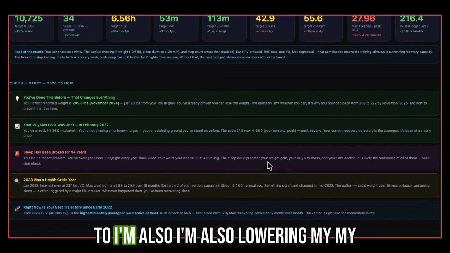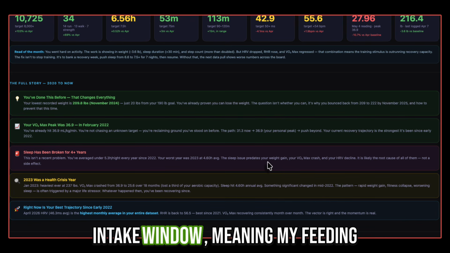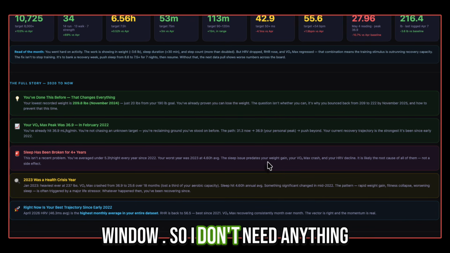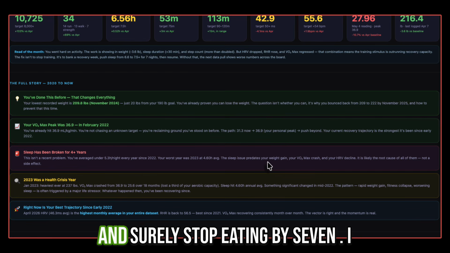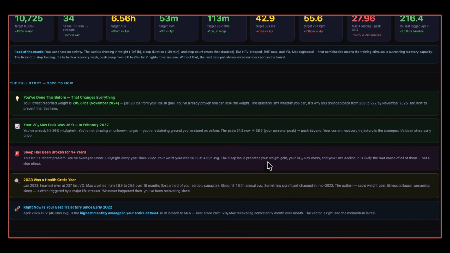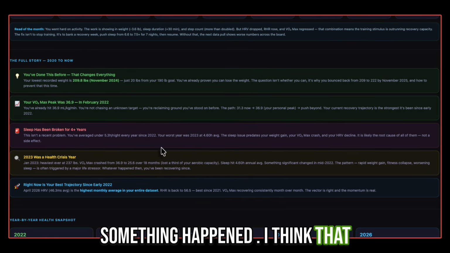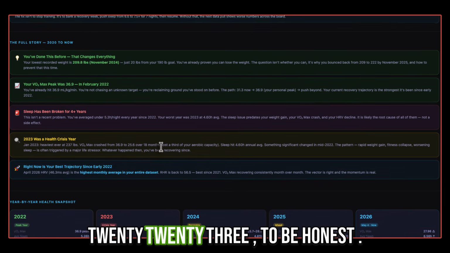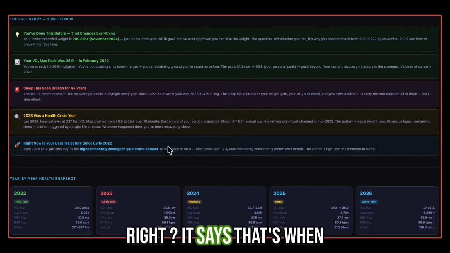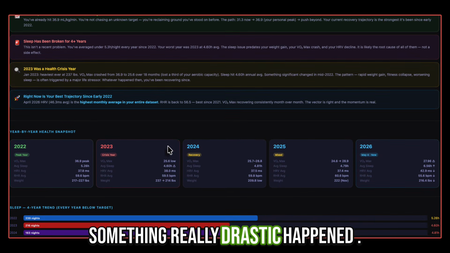I'm also lowering my intake window, meaning my feeding window. So I don't need anything before 12, and surely stop eating by 7. I want to lower that. 2023, and notice something happened. I don't know what happened in 2023, to be honest, right? It says that's when something really drastic happened.